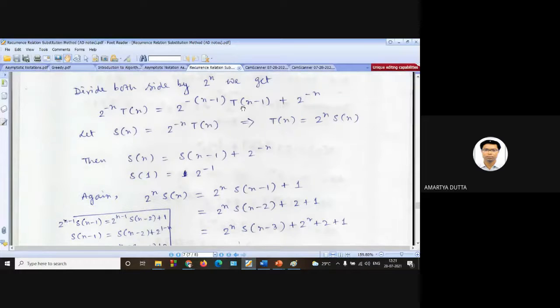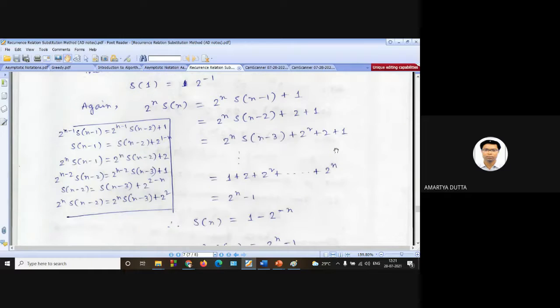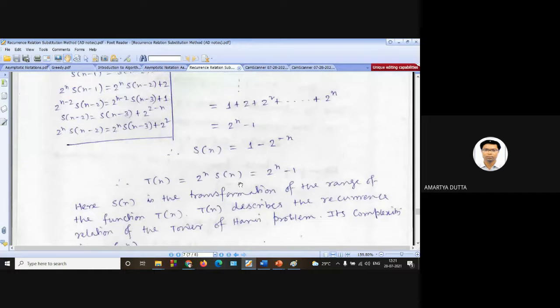Now S(n) and T(n), what is the relationship? T(n) is equal to 2 to the power n S(n). That's why T(n) is equal to 2 to the power n minus 1. So this is the output of the recurrence of the Tower of Hanoi.